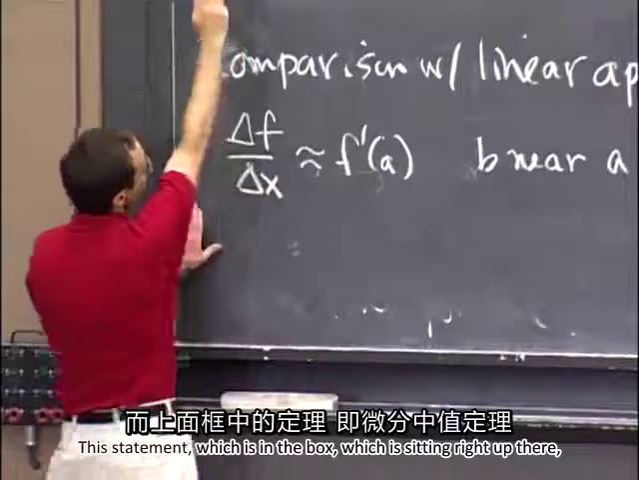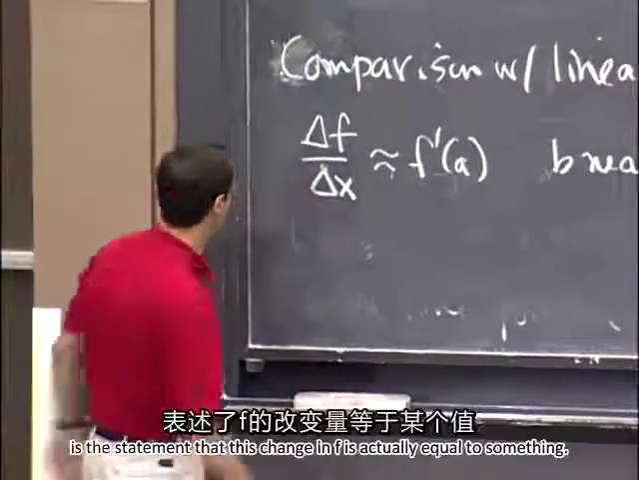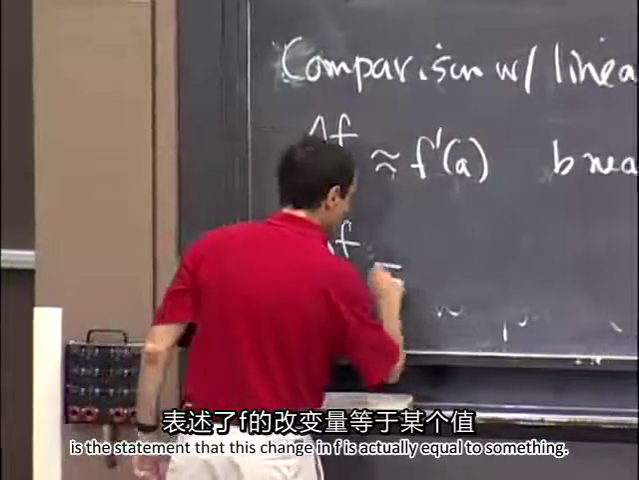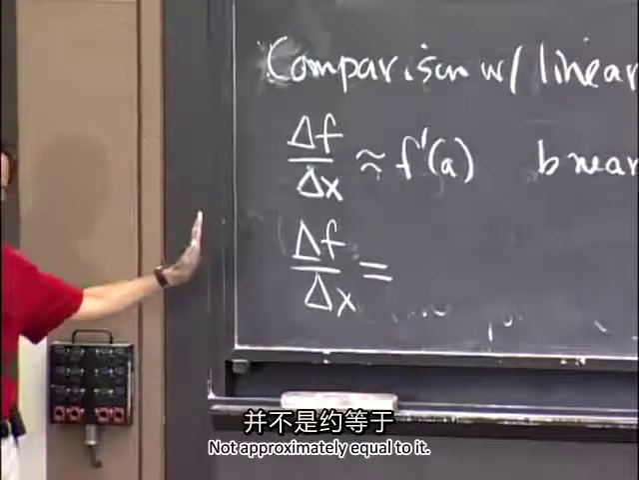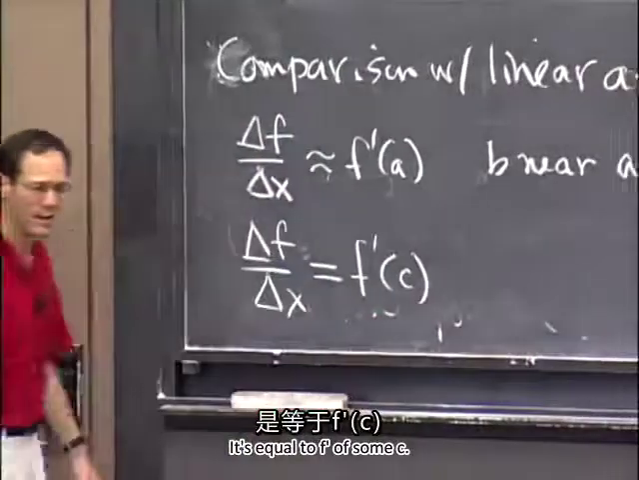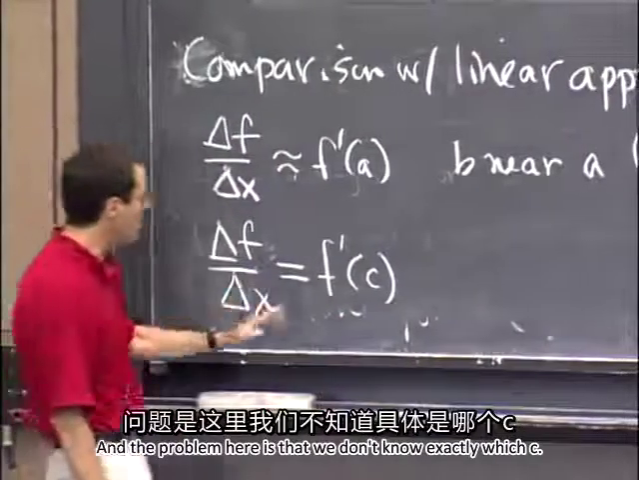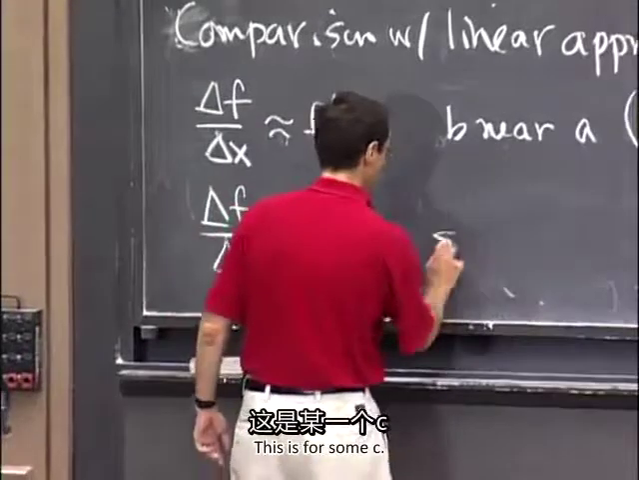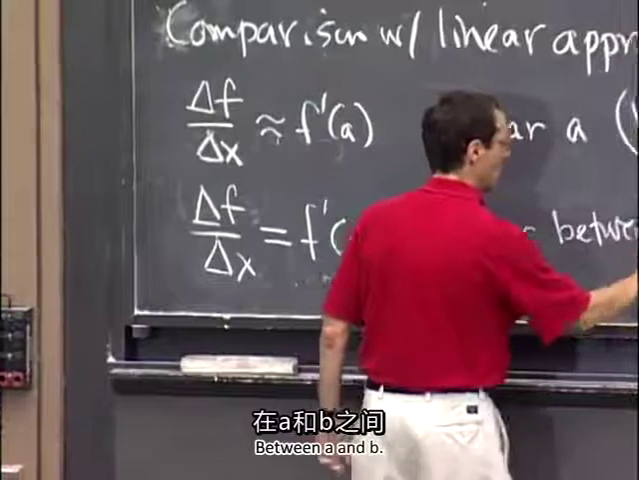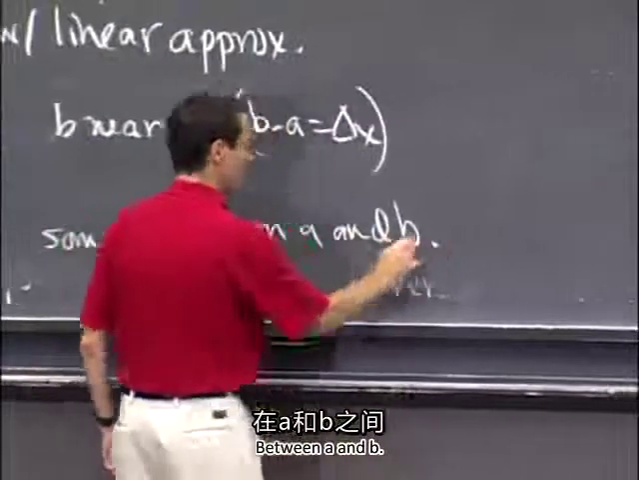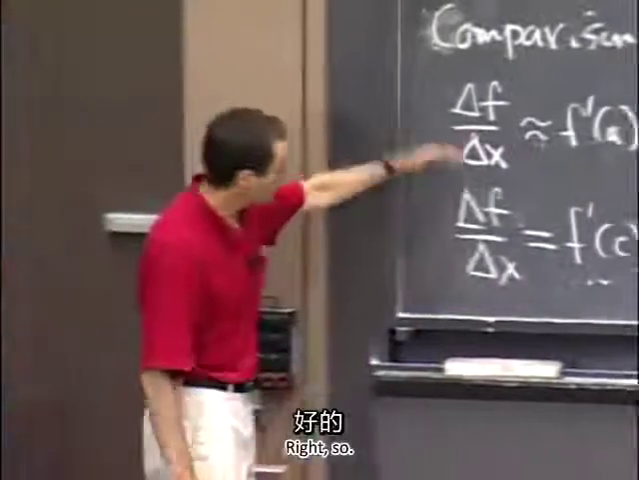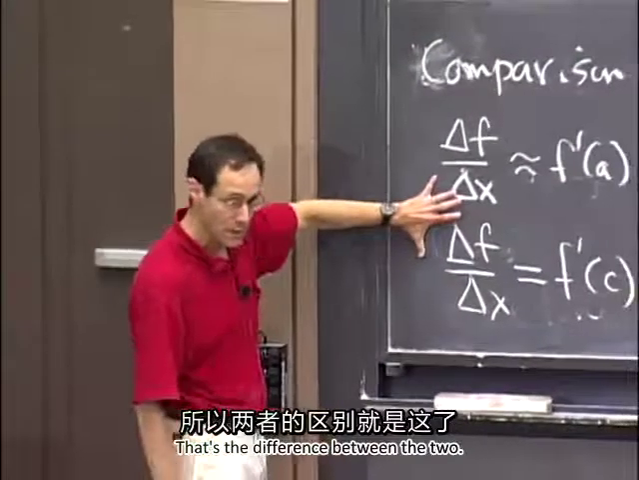This statement, which is in the box, which is sitting right up there, is the statement that this change in f is actually equal to something, not approximately equal to it. It's equal to f prime of some c. And the problem here is that we don't know exactly which c. So this is for some c between a and b. All right? So that's the difference between the two.